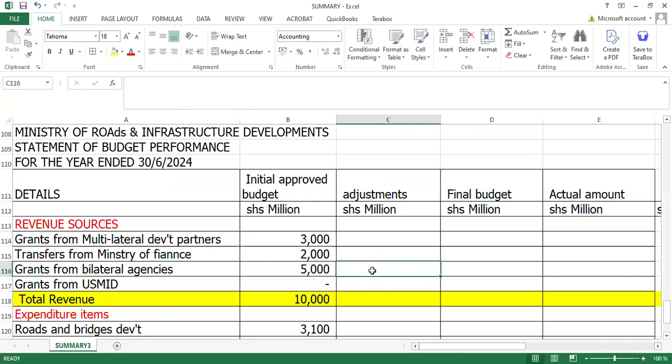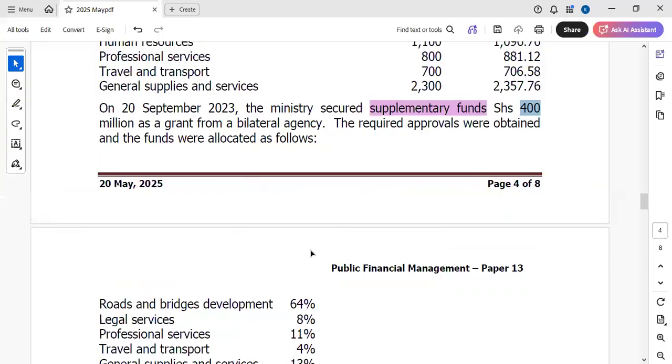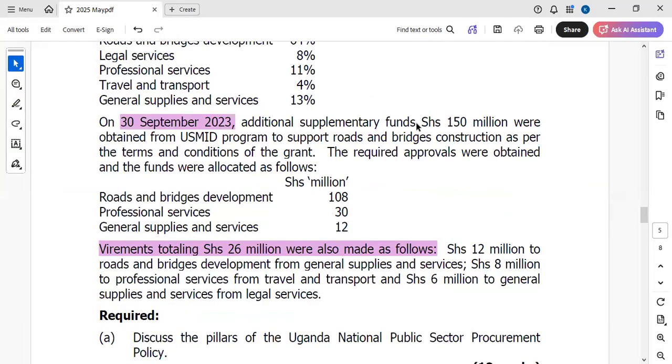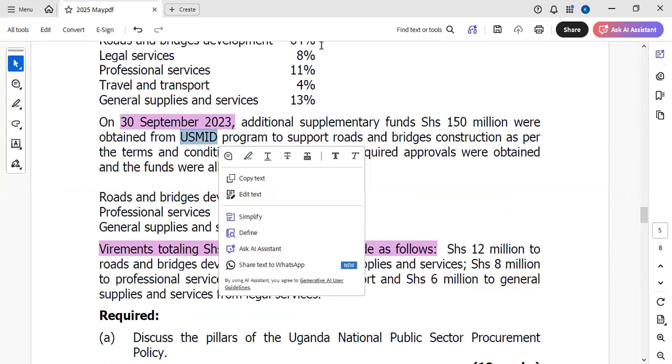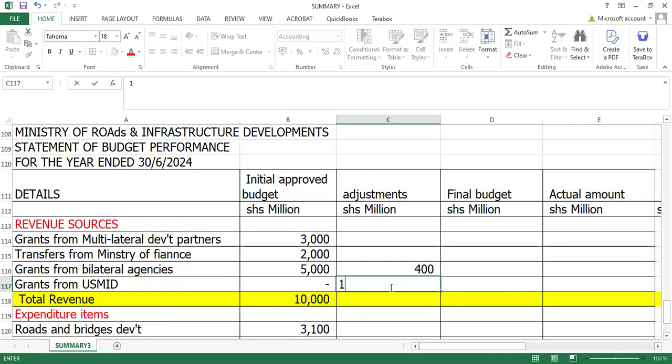So I am increasing. The money has come. It was 400 million. Do we have another money coming in? Let's see. Yes, on the 30th September, we received some additional supplementary funds, 150. This was obtained from the USMID program. So we can put it here. That is 150.